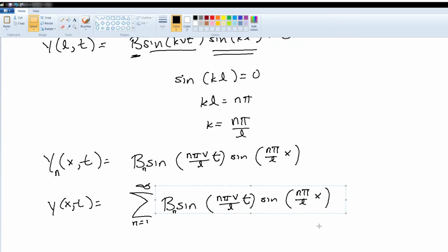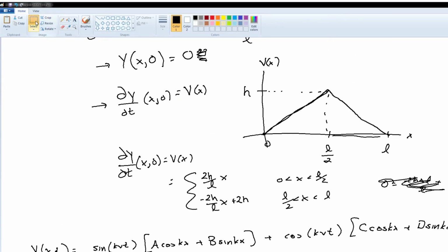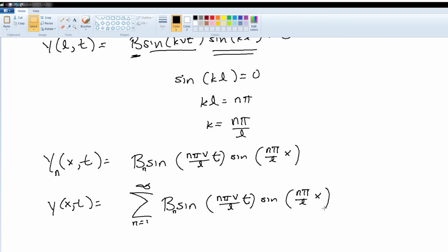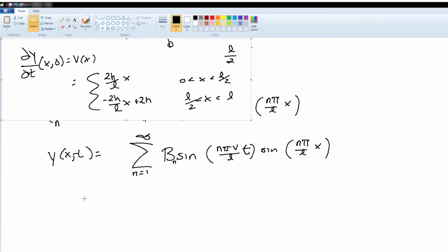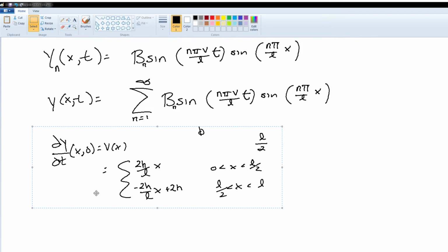The last thing that we need to determine are these coefficients b sub n, right? What would we use to find that? Well, we used the left endpoint, the initial condition for displacement, and the right endpoint. So now we're just left with the other initial condition, namely the initial condition for velocity. At time 0, the velocity was given by this piecewise function.